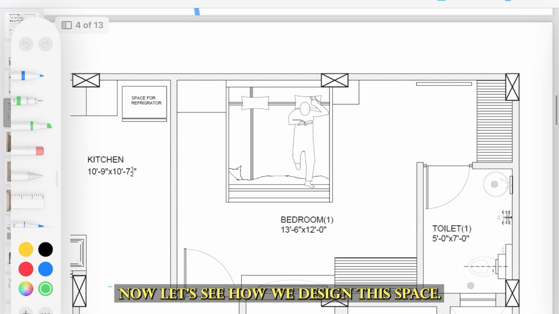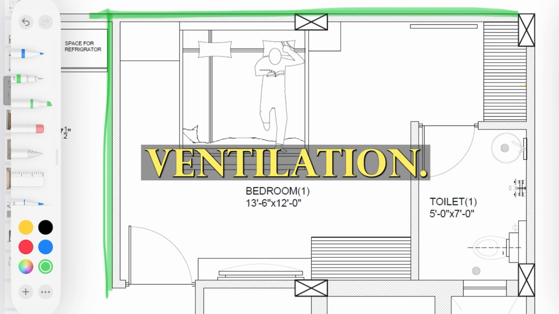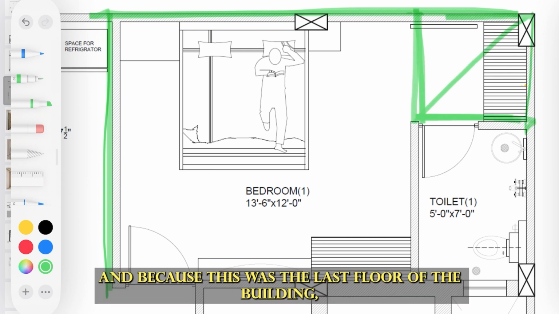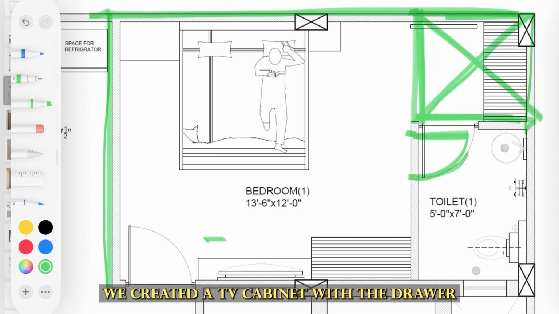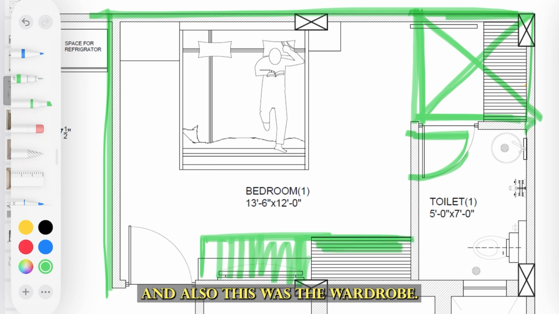Now let's see how we designed this space. After seeing this room, we found that this room was not having ventilation. So we had to give them ventilation, and because this was the last floor of the building, we created a cutout here. We shifted the door from there to here. We created a TV cabinet with the drawer and cabinet at the base, and also this was the wardrobe.